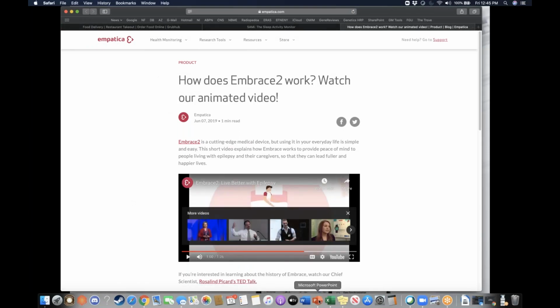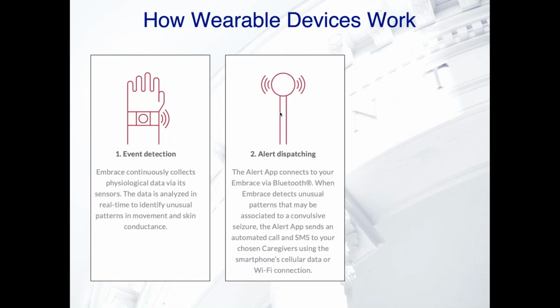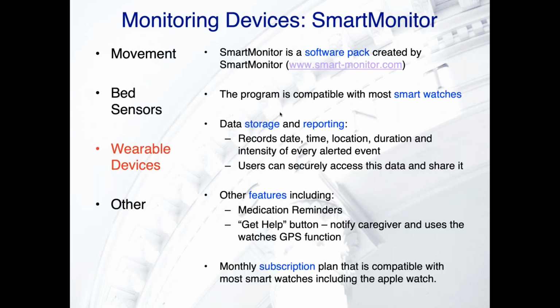Now we'll go back to the presentation here. So basically, these devices have a detection mechanism that mainly focuses on movement. Then there's an alert mechanism so that the movement is detected and then an alert is sent either by text message or phone call somewhere. And that is received by someone who can then come and give aid. Now, the Embrace 2 is not the only device like this. There are several other devices like this.